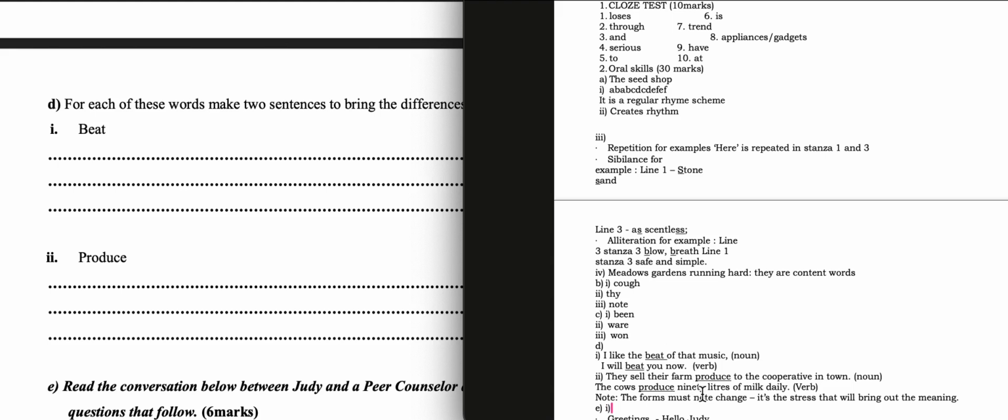They sell their farm produce to the cooperative in town. That's a noun. The cows produce 90 liters of milk daily. That's a verb. Note that the forms must not change. It's the stress that will bring out the meaning.